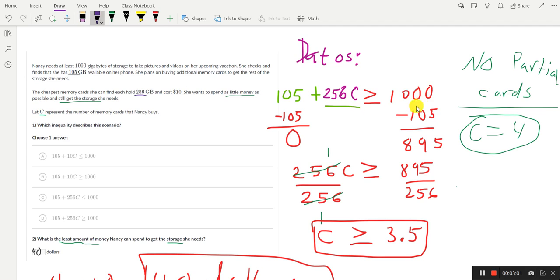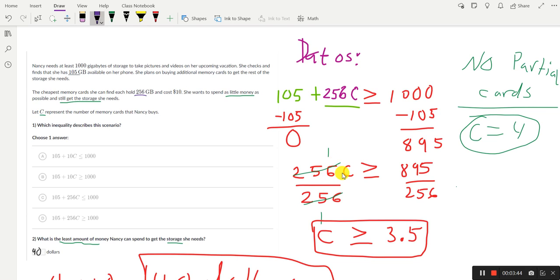Now, how do you solve for this inequality? The same way you've learned to solve equations and inequalities. The first thing you should do is you have this number here. You want to get C alone because you're trying to solve for C. So you have positive 105, so subtract that number from both sides of the inequality. This will be 0, and this will be the subtraction here. 1,000 minus 105, that's 895. Now you have 256C is greater than or equal to 895.